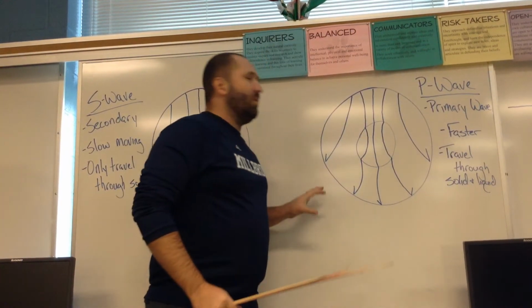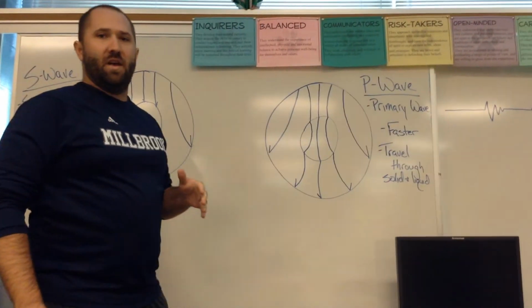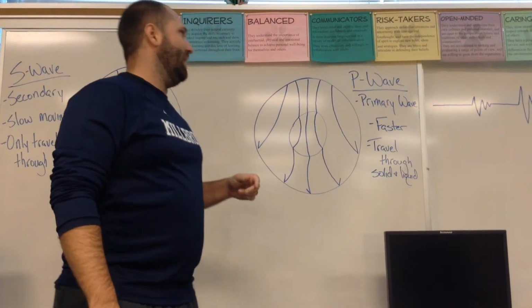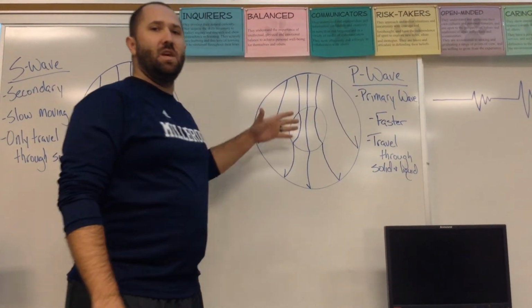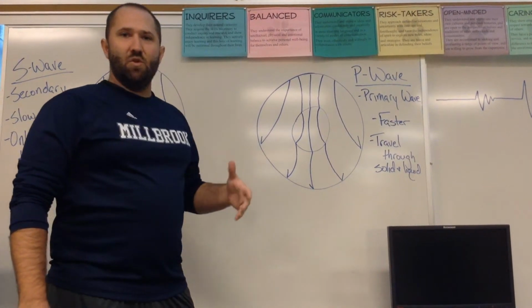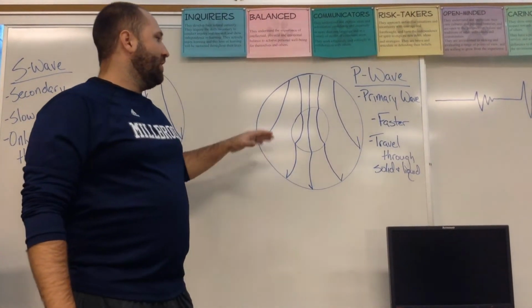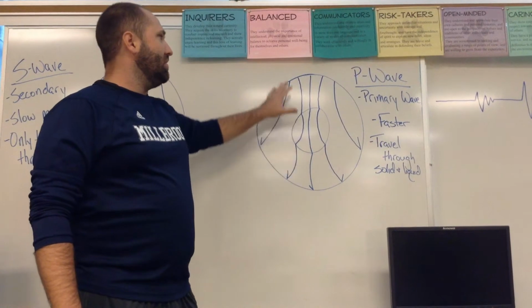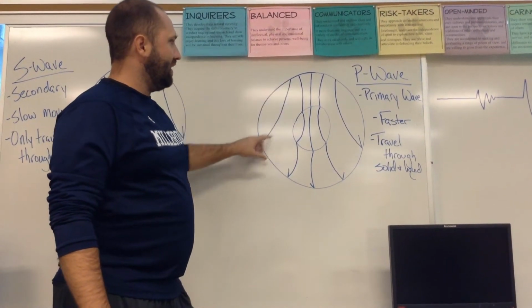When it comes to earthquakes, we have three different types of waves. The two main waves are P waves and S waves. P waves stand for primary waves. These are going to be the fastest moving waves. They travel through not only solids but liquids, so you can see them traveling through the mantle here.